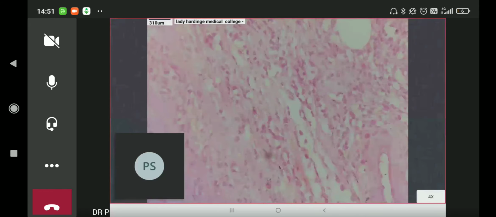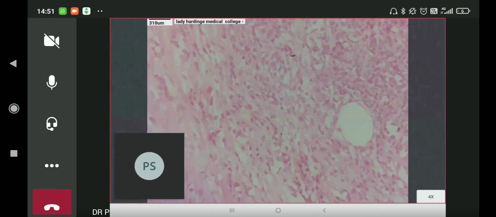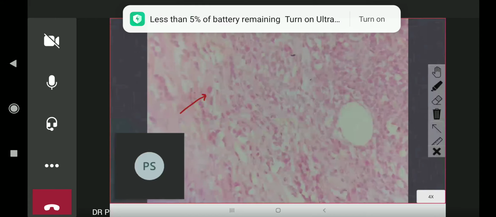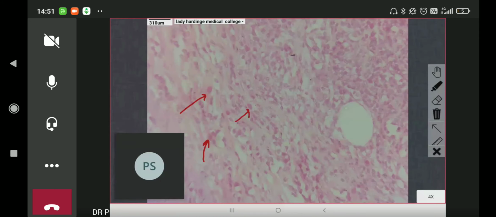Okay, now see these cells which have a pinkish cytoplasm. These are all neutrophils. Okay, if you see, these are all neutrophils. From your presentation, I am unable to show the nucleus, but these are all single cells, these are all neutrophils.